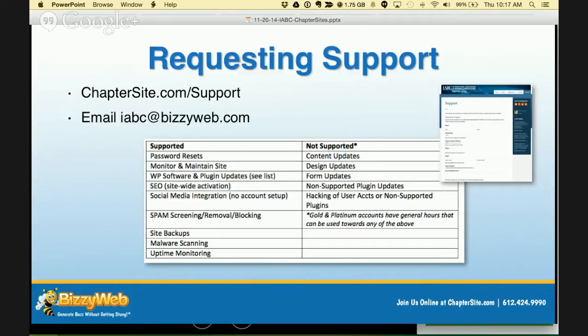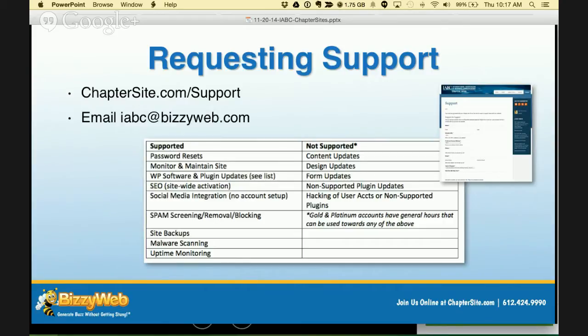If you do need to request support, there's a couple of very simple ways to do that. You can just go to chaptersite.com/support or email iabc@busyweb.com. And here's what's supported. If you need your password reset, we can do that for you. We also monitor and maintain your site.